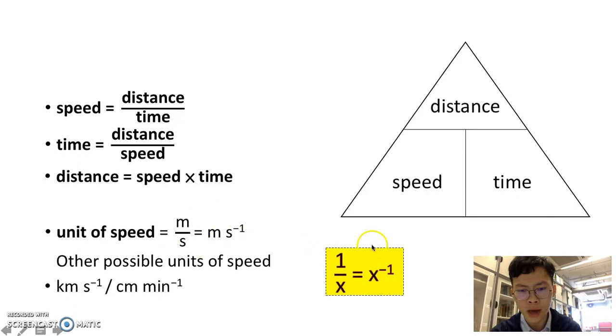And in mathematics, we have this kind of relationship: 1 over x will be equal to x to the power -1. And hence we can represent it as ms to the power -1, where m stands for the meter and s stands for the second. And there are also some other possible units for speed. For example, we have kilometer per second, or centimeter per minute. So as long as it is distance over time, any unit that corresponds to distance over any unit that corresponds to time will be a unit of speed.